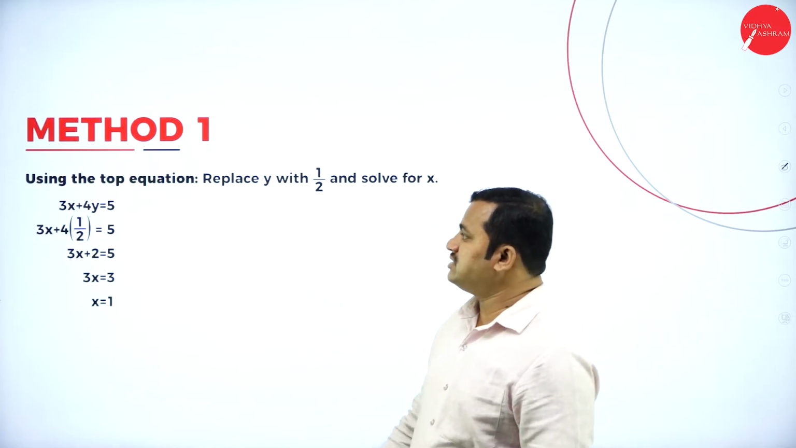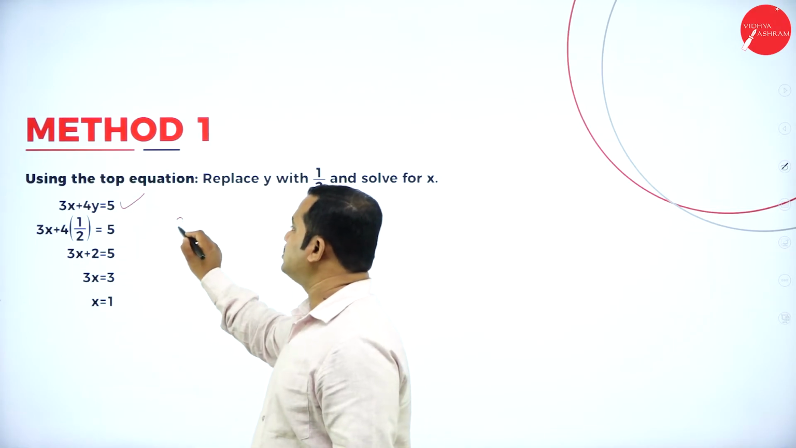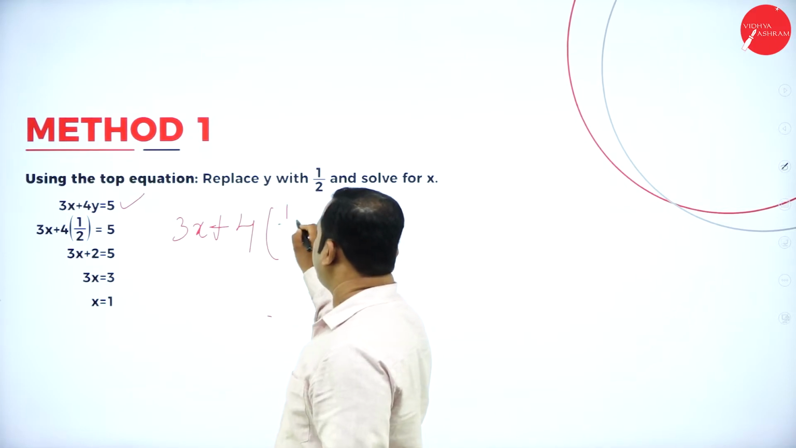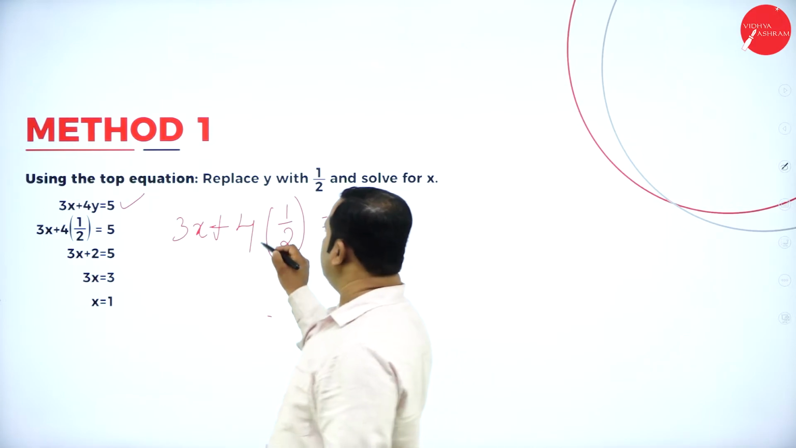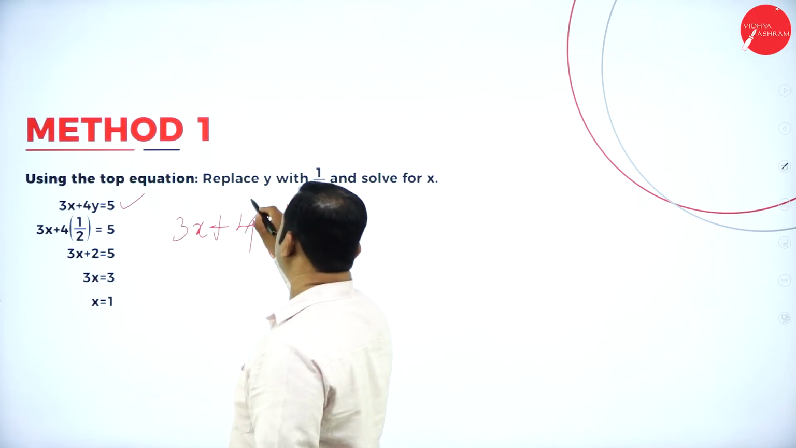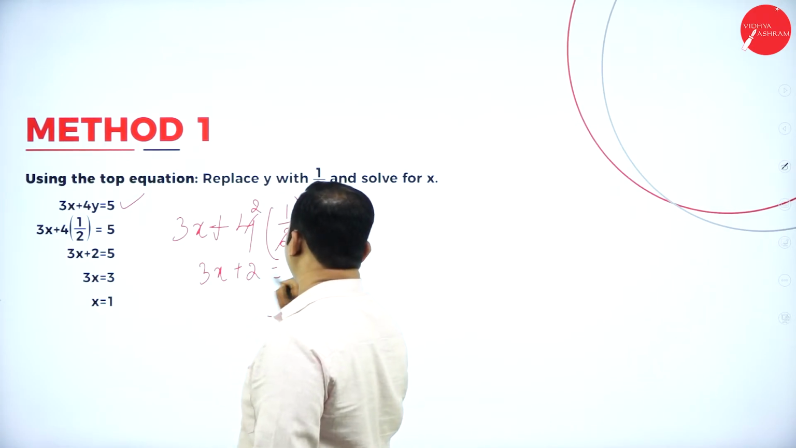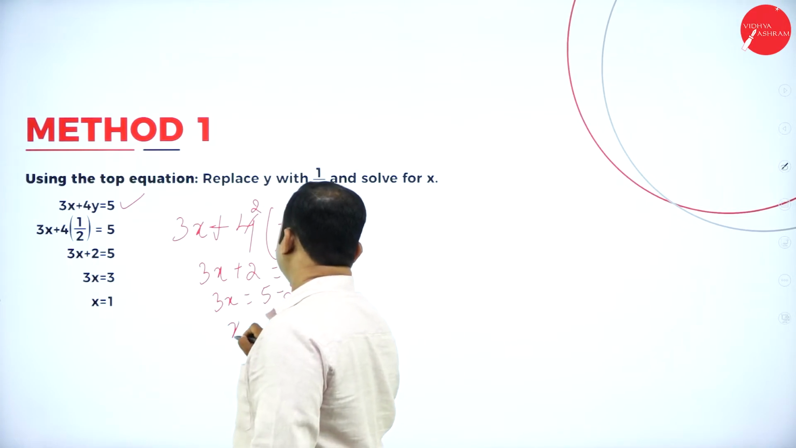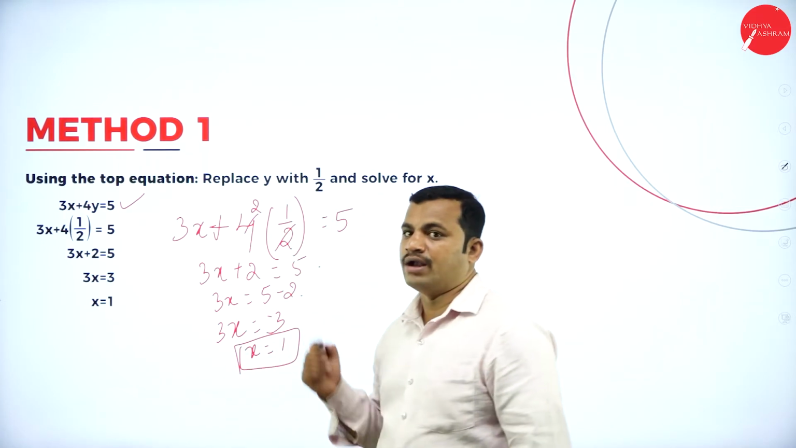So if that is the case, 3x plus 4y is equal to 5 is the original equation. That is 3x plus 4 times the value of y. We have found y is 1 by 2, and that is equal to 5. So let me do the calculation and simplify it here. 4 times 1 by 2 is 2, that is 3x plus 2 is equal to 5. 3x is equal to 5 minus 2, 3x is equal to 3, so x is equal to 1. So this turns out to be the value which is equal to 1.